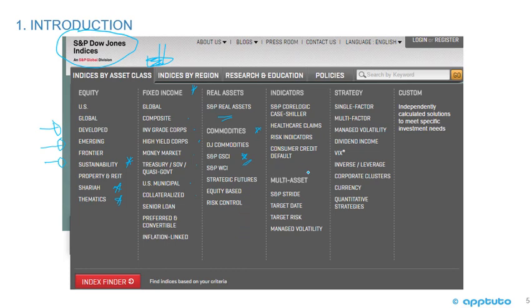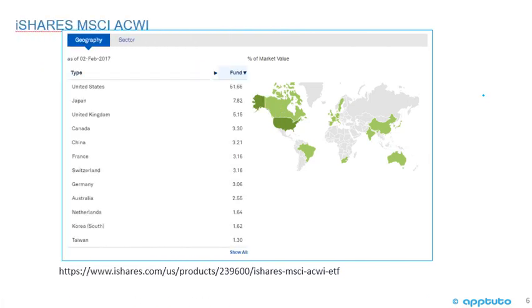Moving over to some indicators, multi-asset, strategy, and of course they can create some custom indices for large clients if they wanted to track something. Now, if you go to the MSCI website or S&P, you will get some okay data there in terms of a fact sheet, which will give you, perhaps, the geographies, etc. But one of the sites that I like to go to is iShares because they have funds, exchange-traded funds, which are meant to replicate the performance of these indexes.